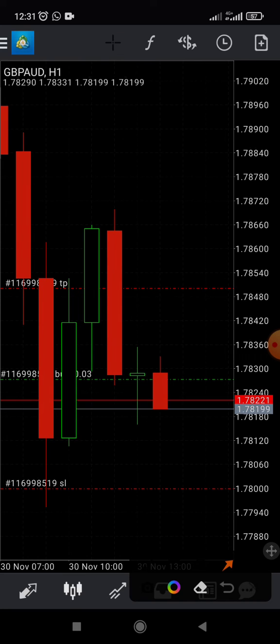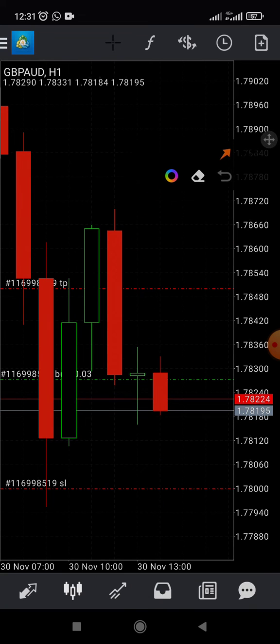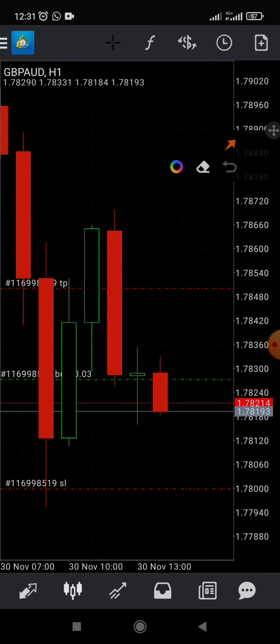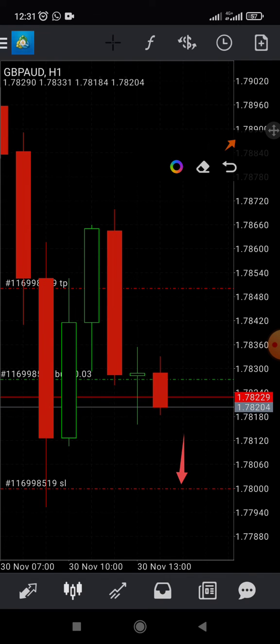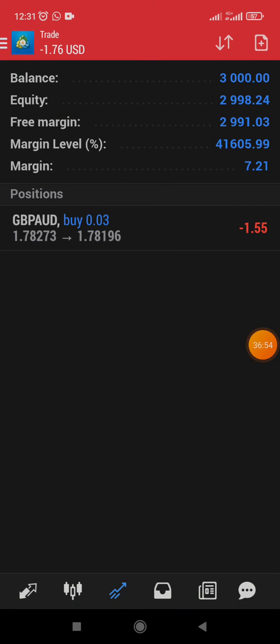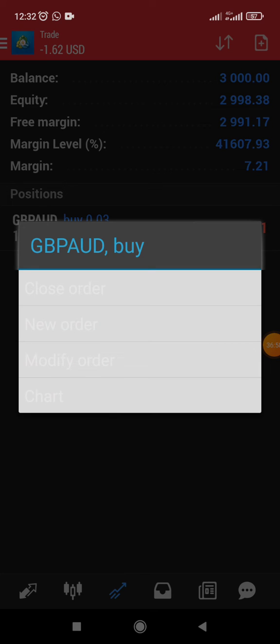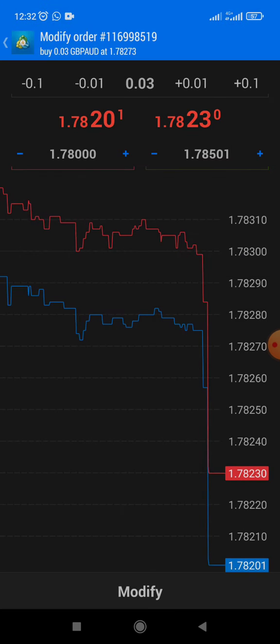Okay, now let's continue. Now what else do I need to show you? Assuming that this trade you have entered is coming closer to hitting your stop loss down here, and you want to quickly remove it. You want to remove your stop loss for the meantime, or you want to modify only the stop loss. What can you do? All you have to do is come back to the trade area here. You click and hold, the pop-up will come. Then you go to modify order.